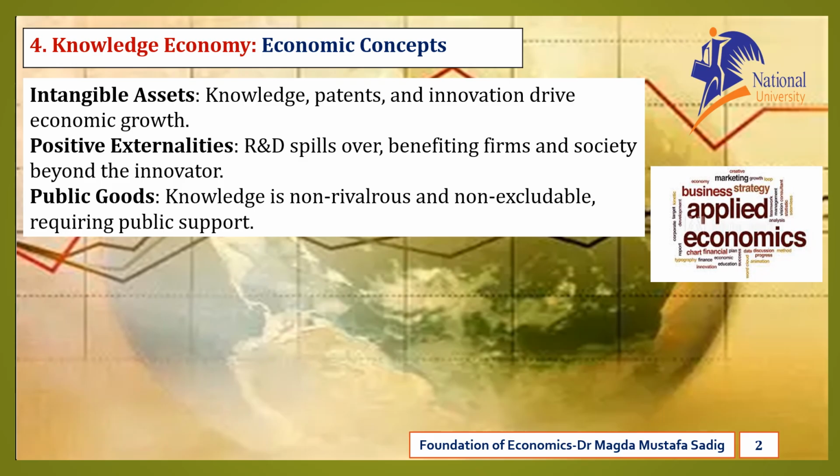The third one is public goods. Knowledge is special because it is non-rivalrous. One person using it does not stop others from using it, and non-excludable. It is hard to stop people from accessing it. For example, if someone discovers a new math formula, everyone can use it without using it up, and it is tough to keep it secret.